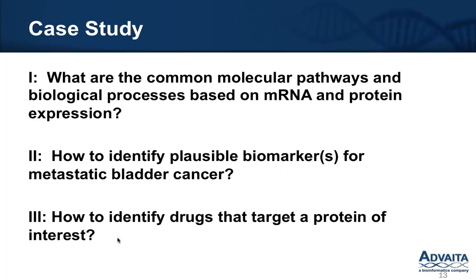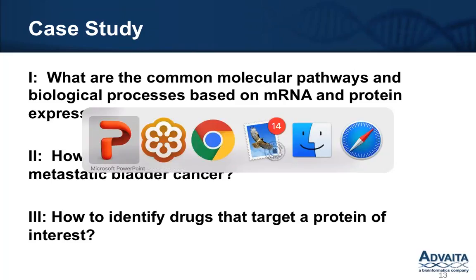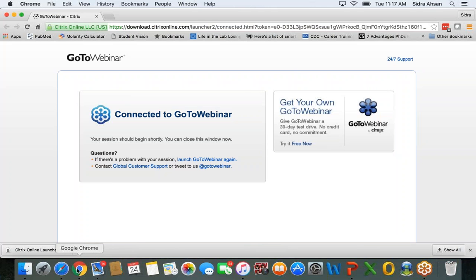So now I wanted to answer some specific questions about metastatic bladder cancer using the mRNA and protein expression data. So one of the first questions I had is, what are the common molecular pathways and biological processes based on mRNA and protein expression between metastatic bladder cancer and non-metastatic bladder cancer cells? So let's go back to the analysis.